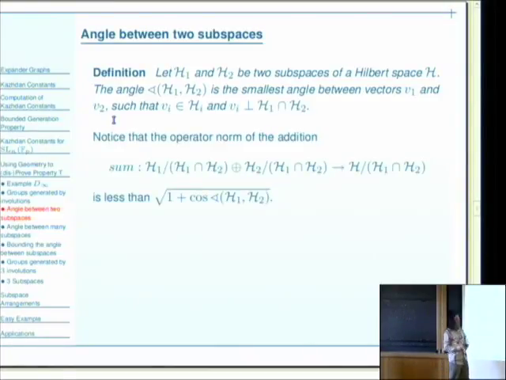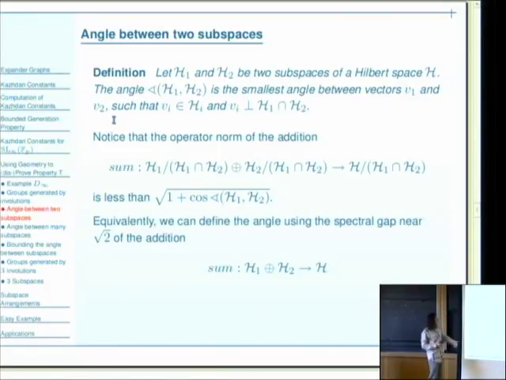Okay, an equivalent way to define this, which is slightly better for me because I can generalize it. I can look at the addition defined on the exterior direct sum of h1 modulo the intersection and h2 modulo the intersection, going to whatever it goes to, h modulo the intersection. And you compute the norm of this operator, and it's more or less 1 plus cosine.